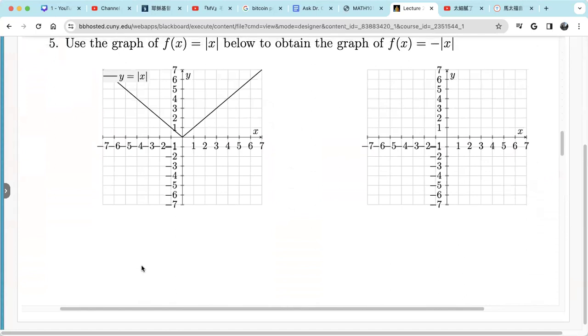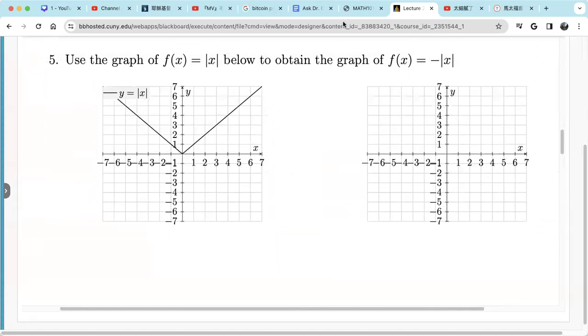Let's see, 5. 5 also treat the absolute value function as a reference graph. Now let's call this g of x. g of x is negative f of x. So this is a reflection. So let's use these 3 points again. So (0, 0), the origin, (negative 1, 1), and (1, 1).